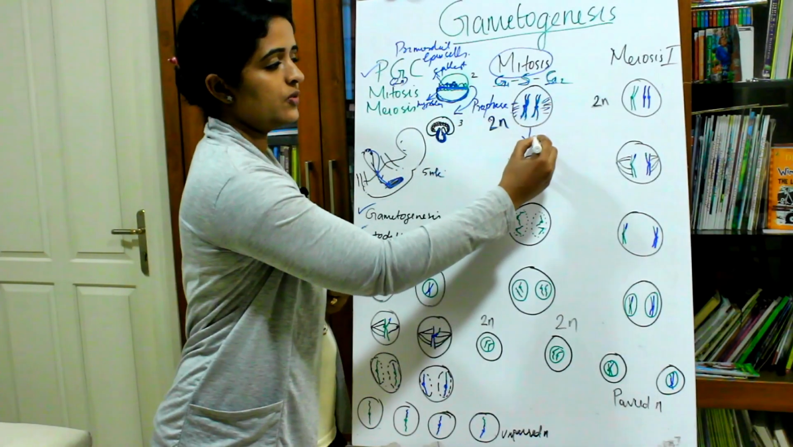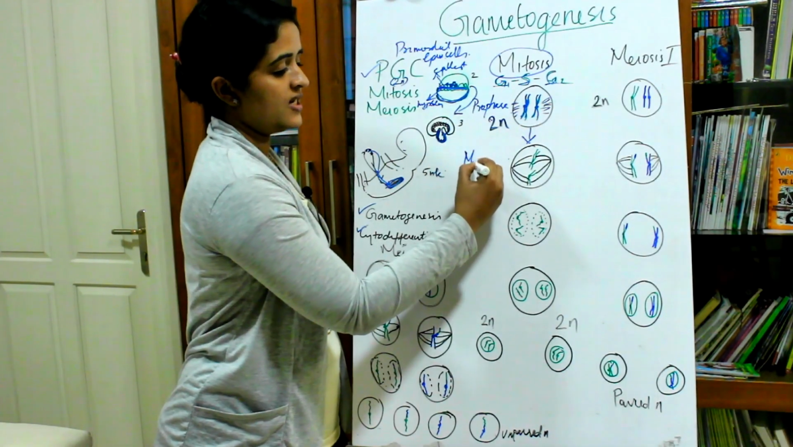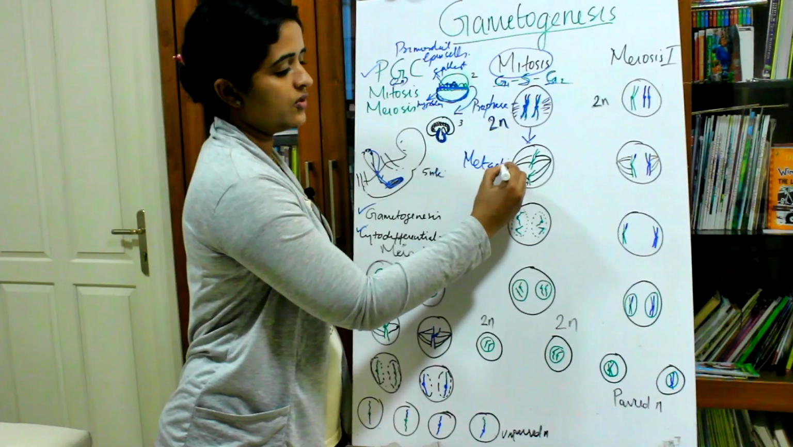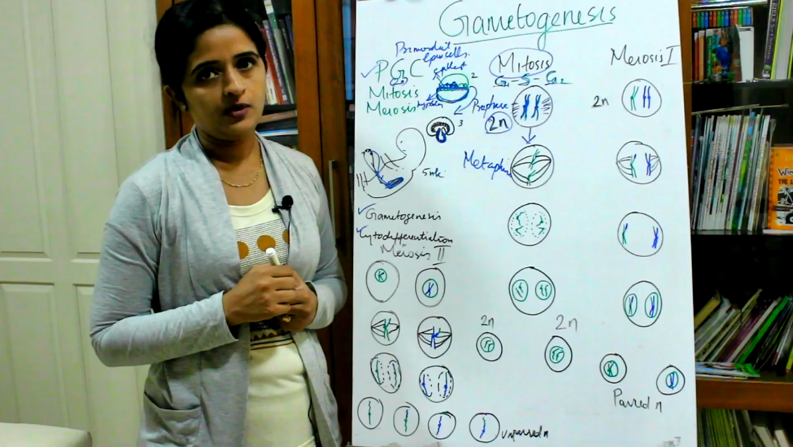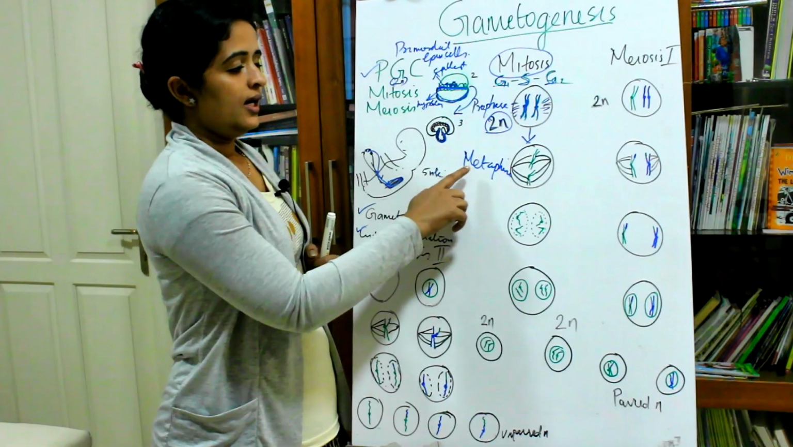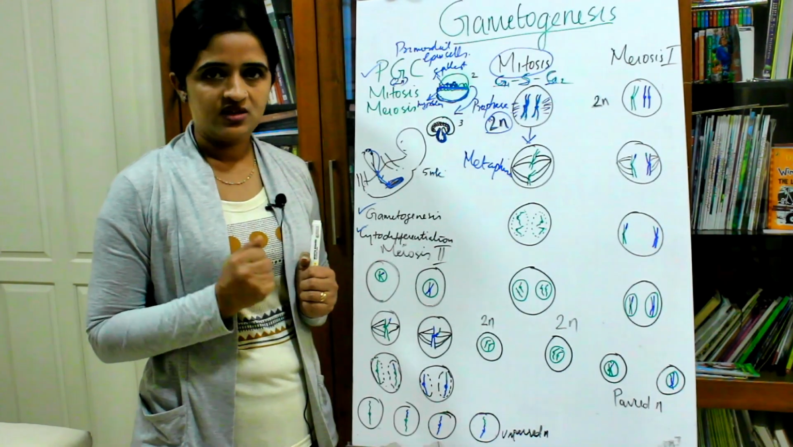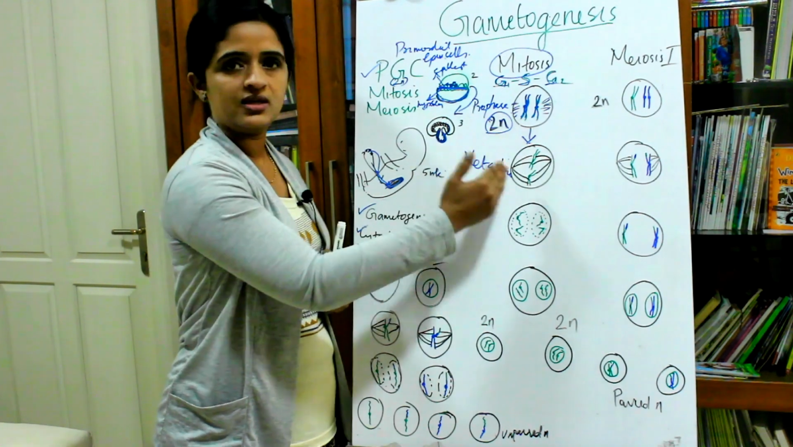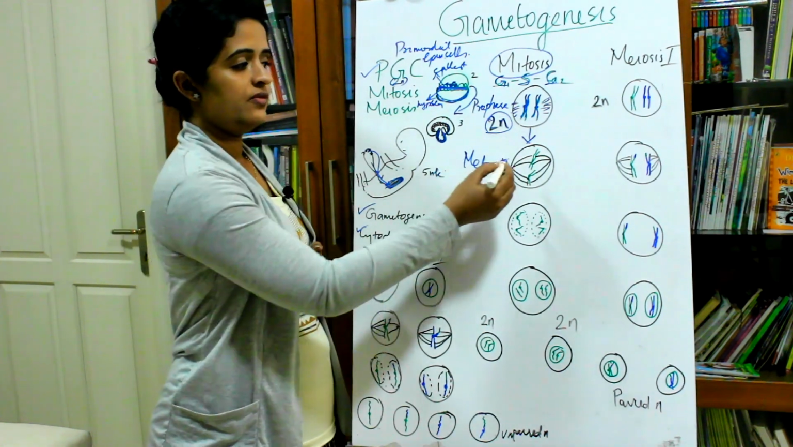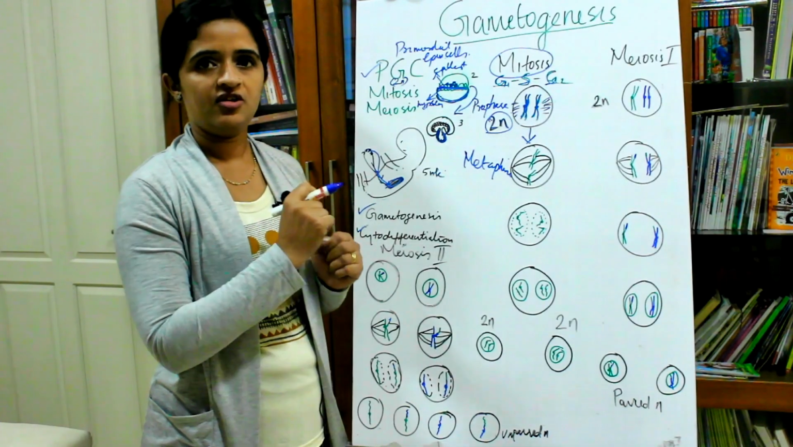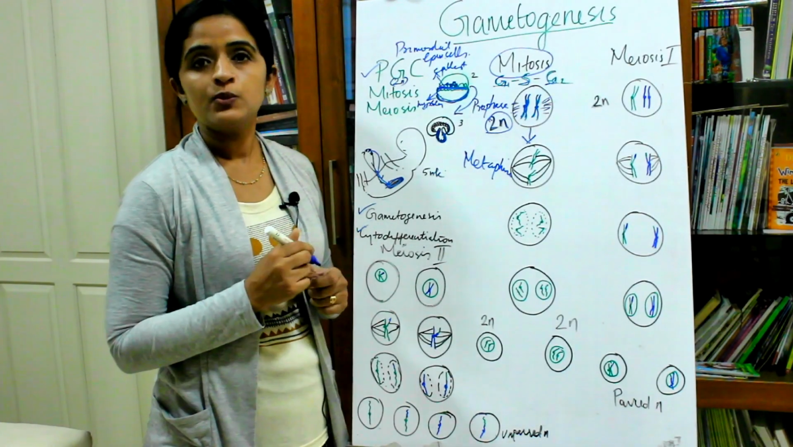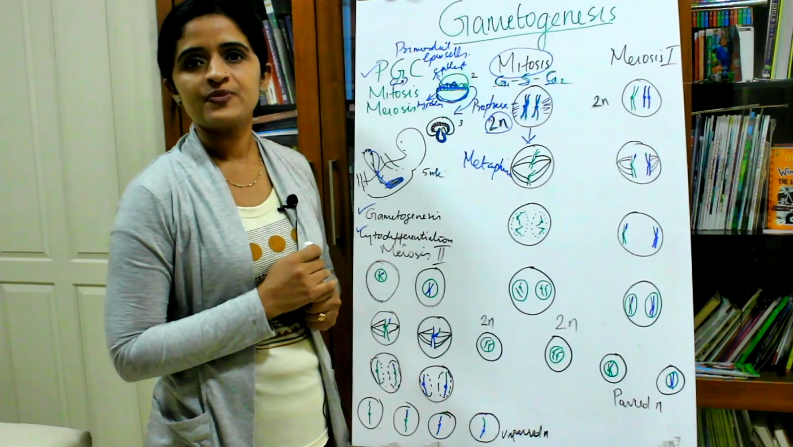Now we are moving on to the next step, that is metaphase. You have to keep one point in mind: the chromosome number is still diploid, 2n. In metaphase, the chromosomes are getting ready. The chromosomes are aligned in the center, and the mitotic spindles are attached to all those sister chromatids so that they are getting ready to pull the chromatids to the ends of the cell.